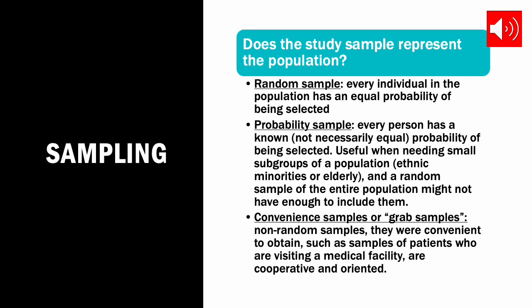A convenience sample, or grab sample, is not random; it was convenient to obtain, such as samples of patients who are visiting a medical facility. So you grab these samples of patients from an area that you work at because it's convenient, and you get people coming into your clinic all the time. So it's not random, but it is convenient.